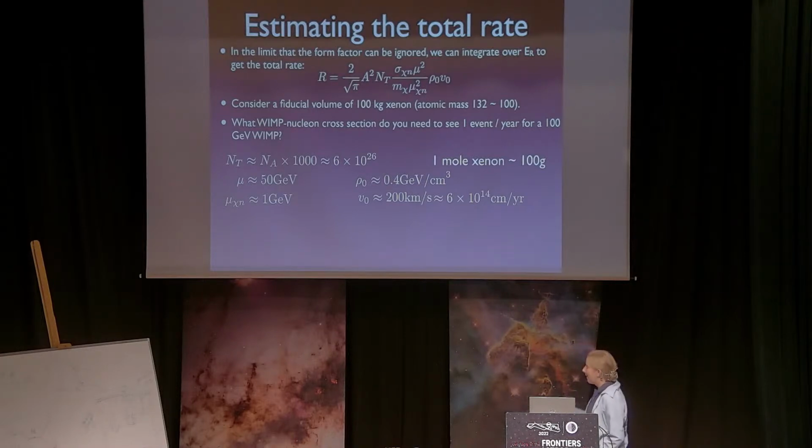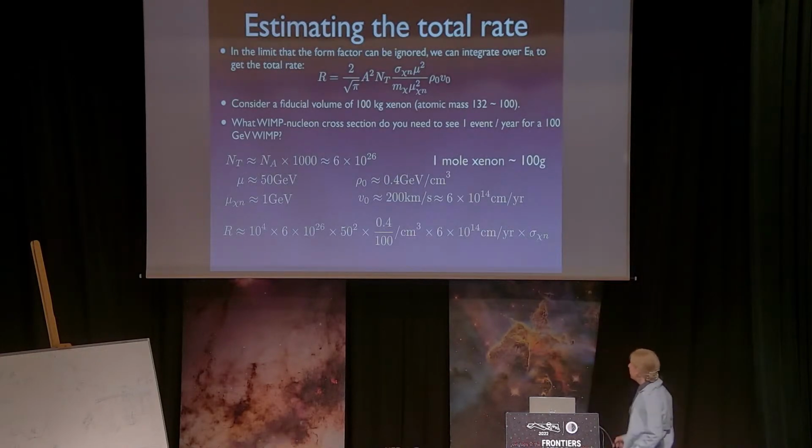If the WIMP is also about 100 GeV, the reduced mass is just about 50 GeV. The local density of dark matter is usually estimated to be about 0.3 to 0.4 GeV per cubic centimeter. So again, that comes from observations of stellar motions in our galaxy. The reduced mass with a single nucleon is going to be about 1 GeV, because that's the mass of a proton or neutron, and that's much lighter than the dark matter in this picture. And we'll take V0, the velocity dispersion, to be about 200 kilometers per second.